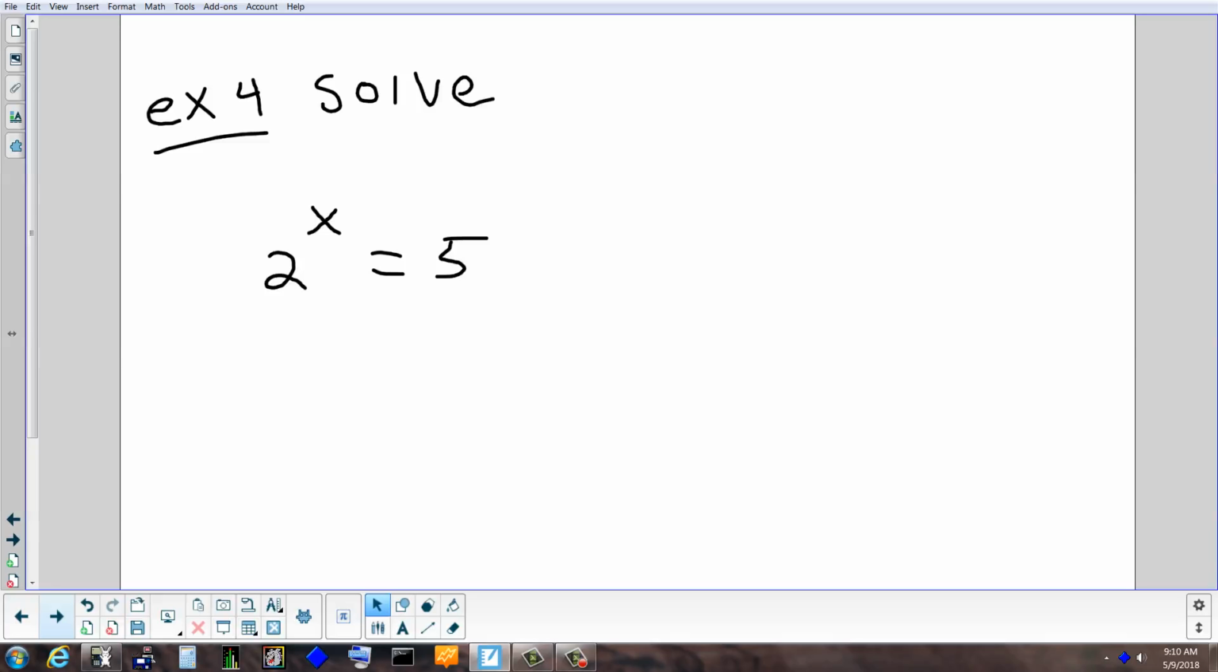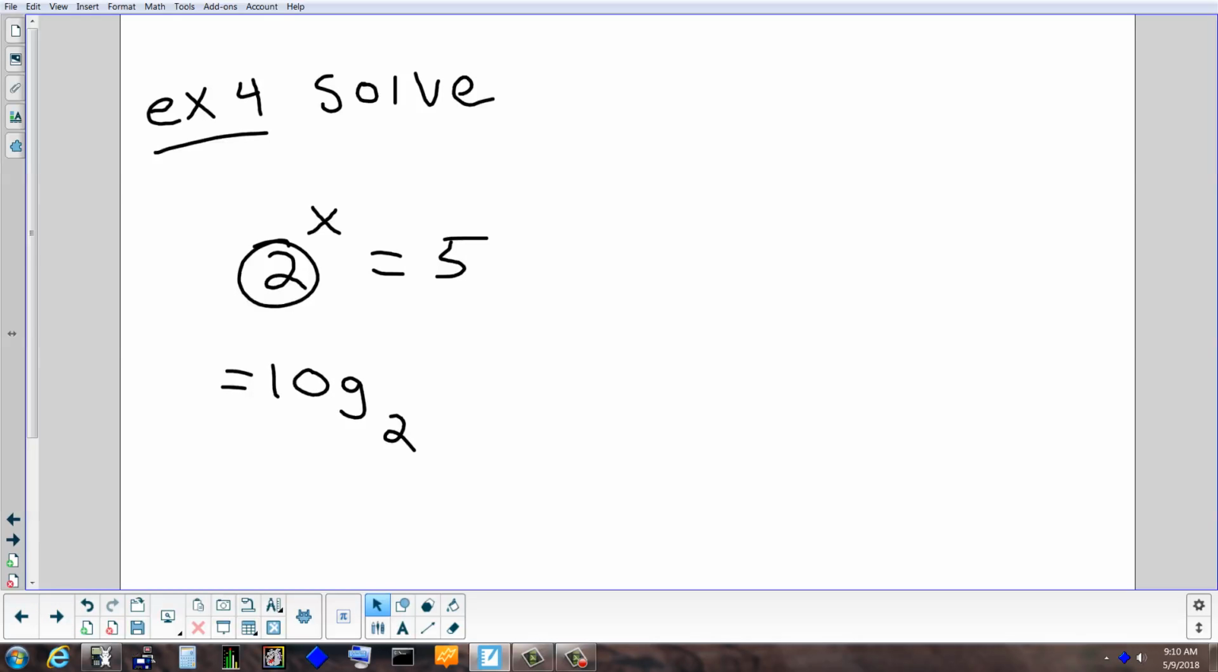Put it in log form. Okay, that's the only thing you can do. Put it in log form. So let's start with the word log. Alan, what's going to be my base on the log? 2. That's my base there.